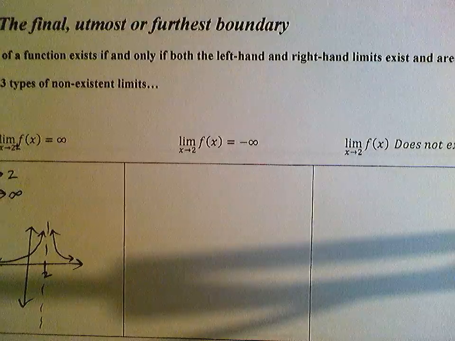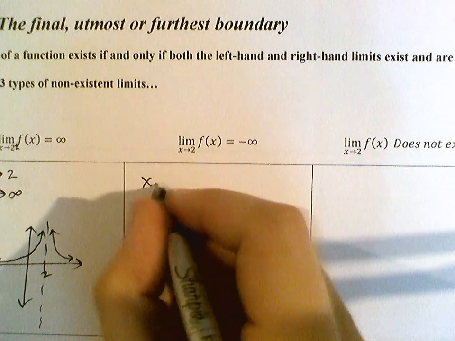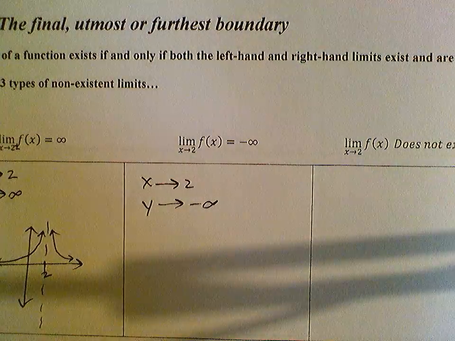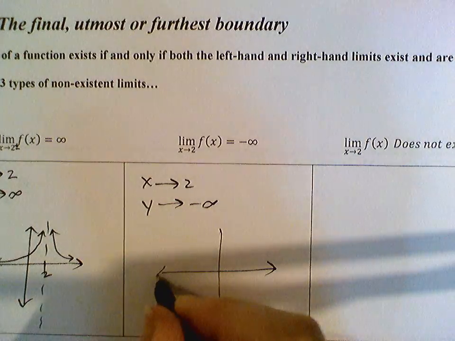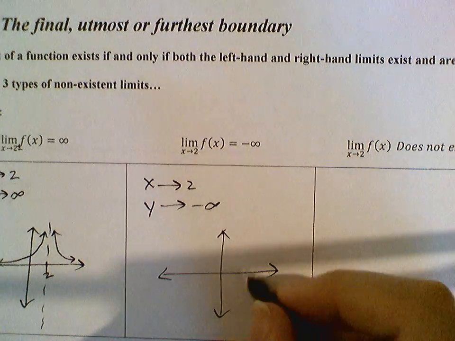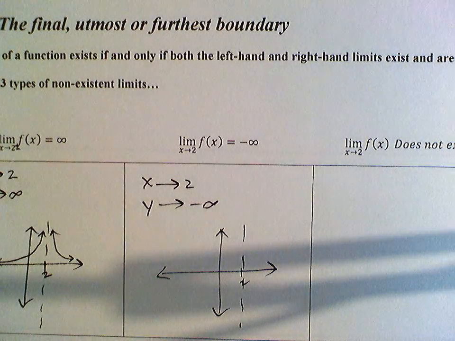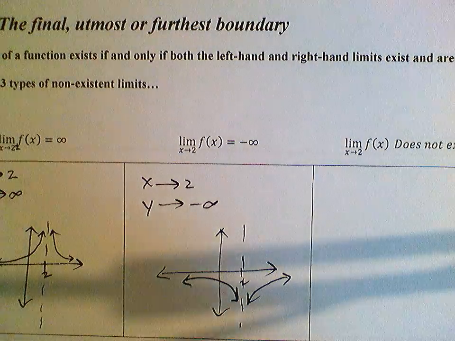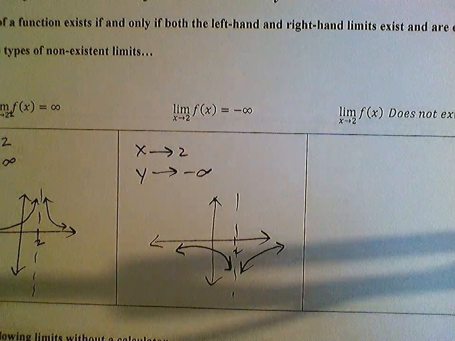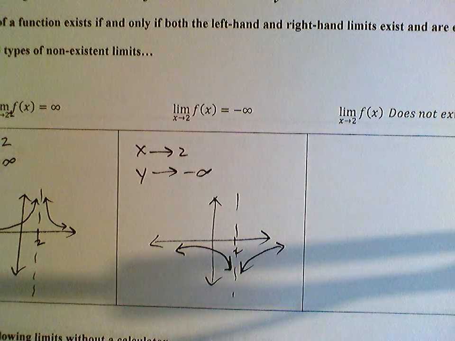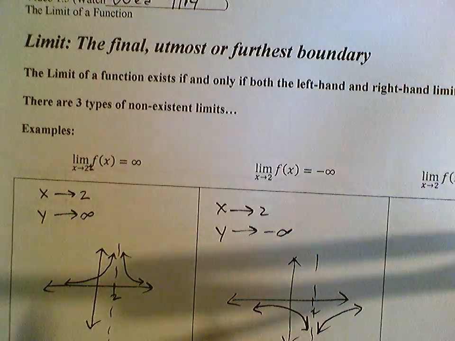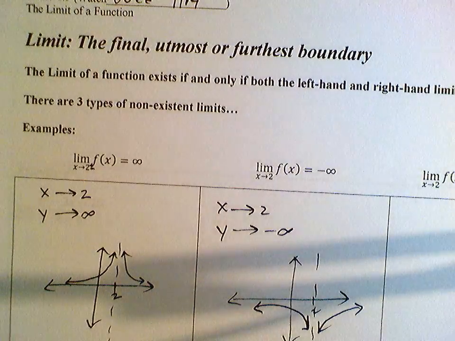Second situation, very similar, except as my x values are approaching 2, my y values are approaching negative infinity. So on the xy axis, there's 2, and this time my y values are approaching negative infinity. They're getting lower, more and more negative without end. Because infinity and negative infinity are not concrete numbers that we're approaching, in both of these situations there is no limit. The limit does not exist.